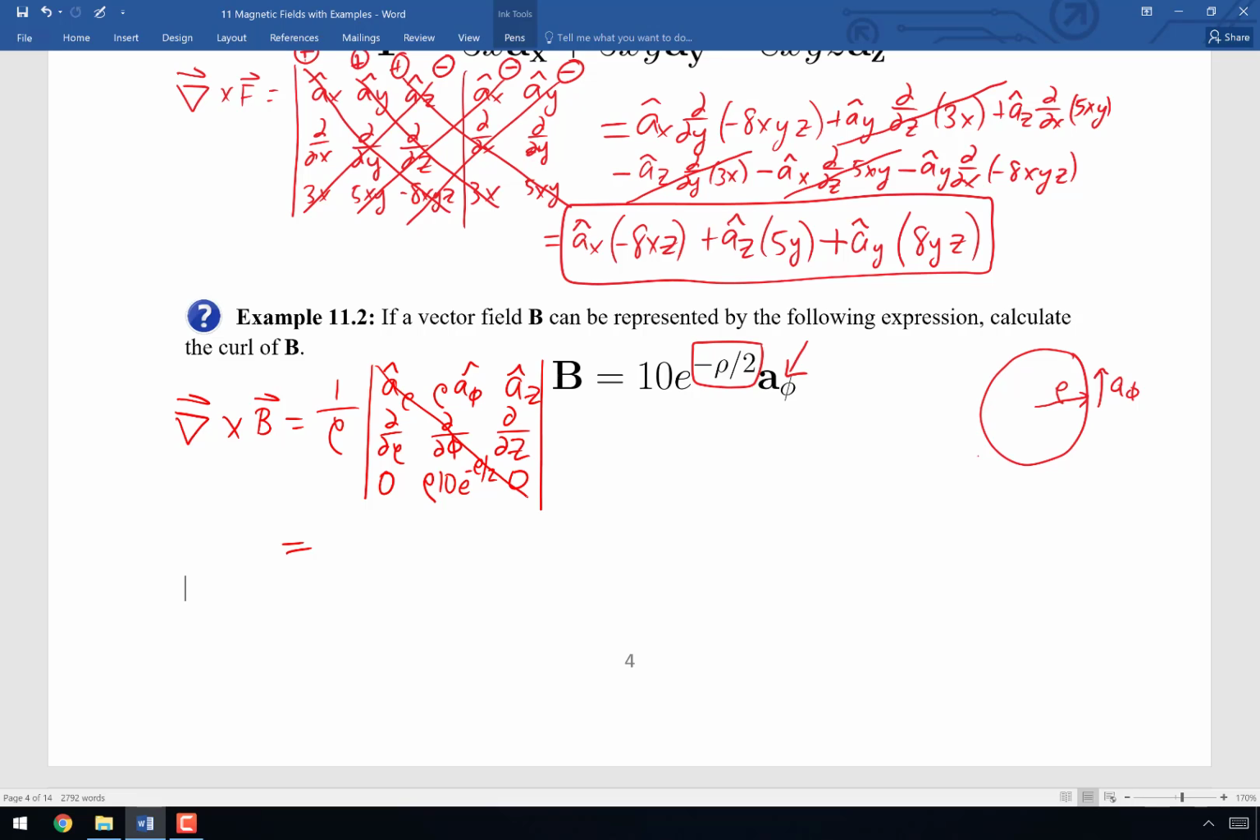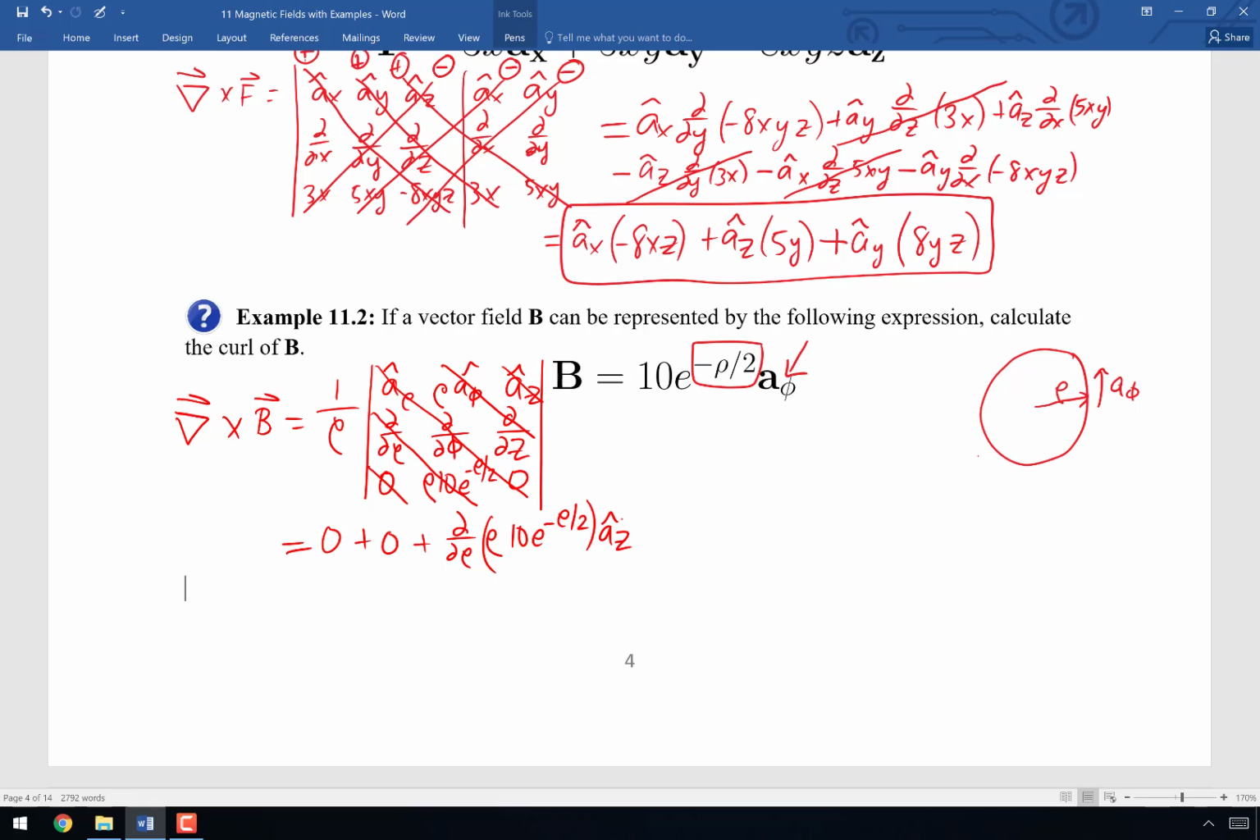I can do, this is going to be a term that's positive, but it's the partial derivative of 0 with respect to phi, so that's just 0. Then I'm going to have a partial derivative with respect to z of 0, so that's also 0. Then I'm going to have a sub z times the partial with respect to rho of rho 10 e to the minus rho over 2. So there we have partial with respect to rho of rho 10 e to the minus rho over 2, and that's in the a sub z direction.